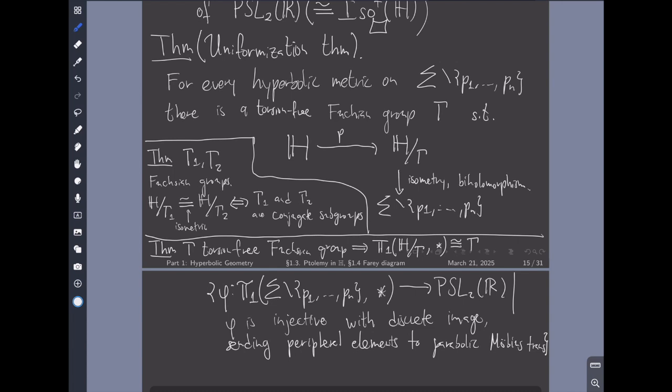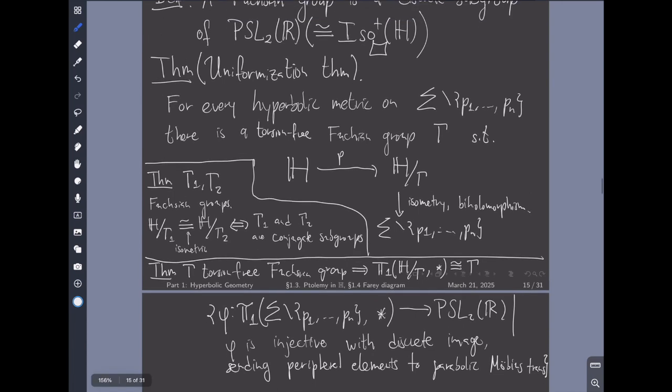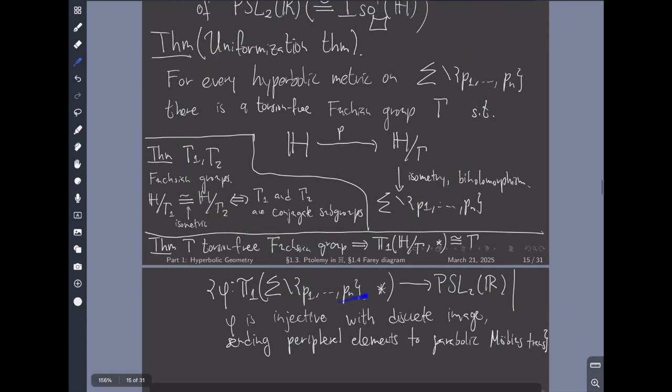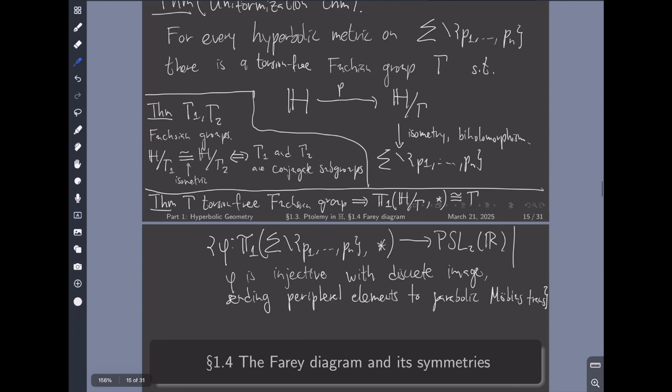Okay. I would say that from this theorem, it's clear why one considers this, because this is one way in which you can start rescuing the Fuchsian groups that will give you hyperbolic metrics on sigma minus the points.